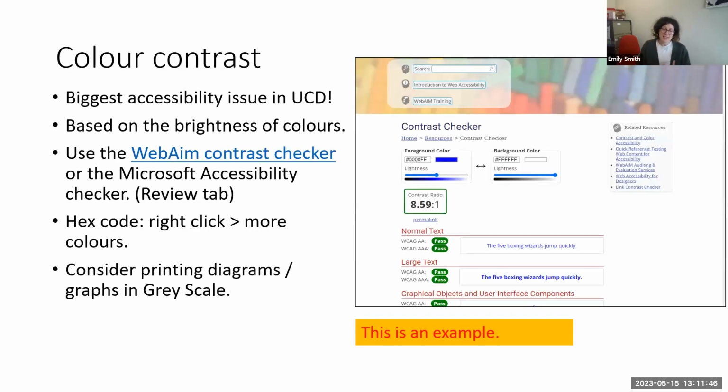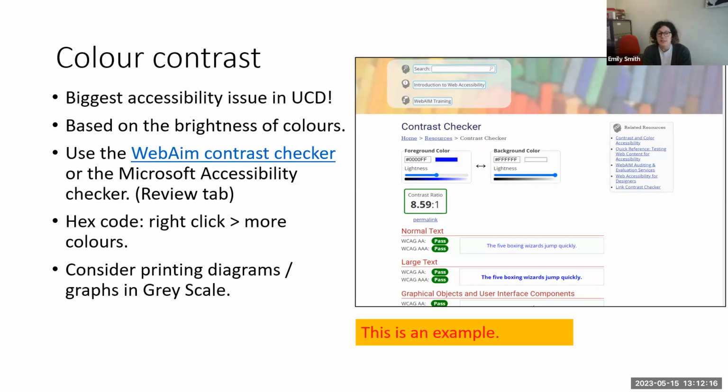Color contrast is actually the biggest accessibility challenge that comes up on our Brightspace Ally scores, okay? So it's our biggest accessibility issue. And thankfully, it's actually quite easy to fix. So when we're thinking about color contrast, we're actually thinking about the brightness of the colors. So rather than thinking that pink and blue would be a good color contrast, we're actually thinking more in terms of black and white, okay?